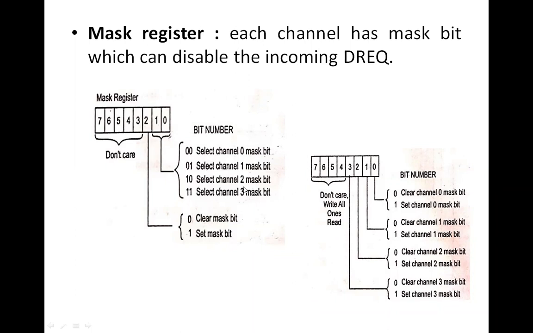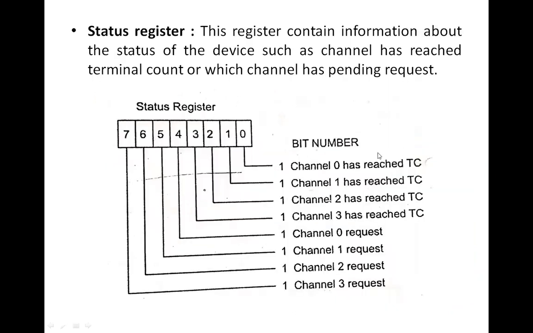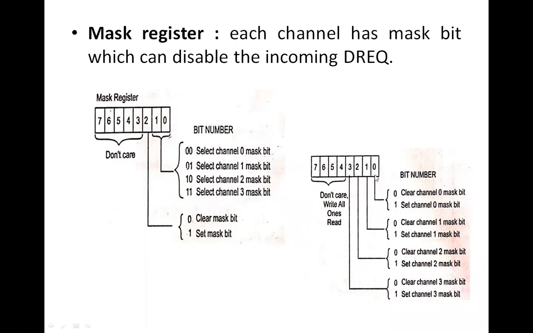Now all 4 bits of the mask register may also be written with a single command. In this, you can see that if bit number 0 is 0, it is going to clear the channel 0 mask bit. If it is 1, it is going to set the channel 0 mask bit. Similarly bit number 1 for channel 1, bit number 2 for channel 2, bit number 3 for channel 3. So with the help of a single command, by writing something into the mask register, we can set or reset the mask bit of the individual channels.